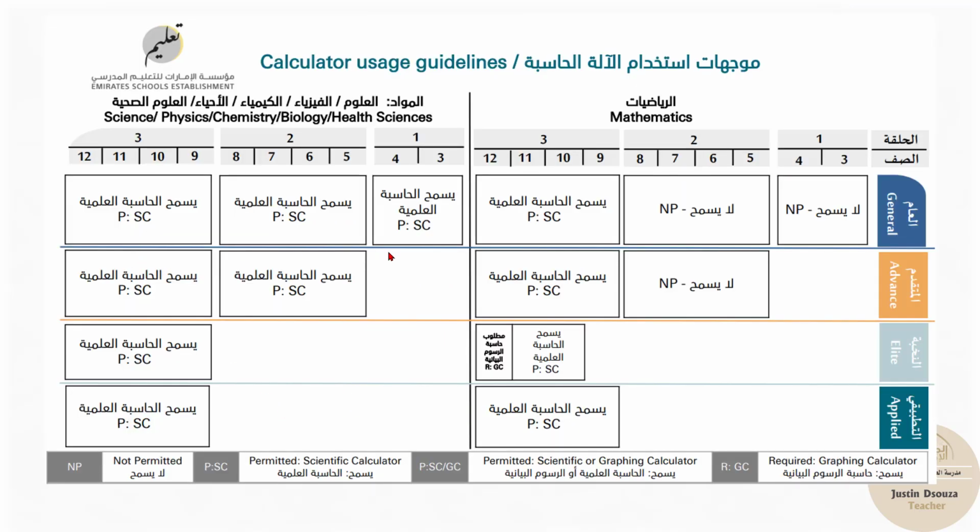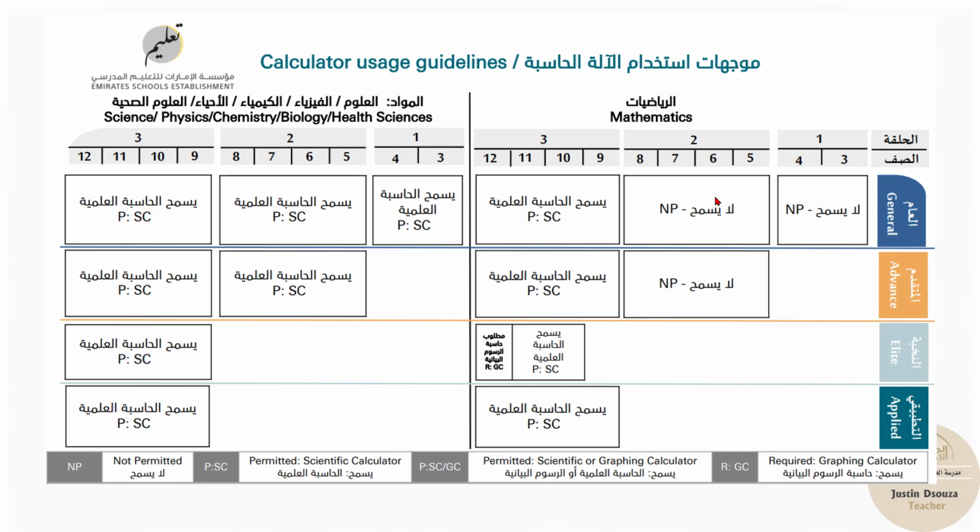Now, this is one of the documents released by the ESC itself. And for math, as you can see, the cycle 3 PSC, that means permitted scientific calculator. You can see over here, NP is not permitted. PSC means permitted is scientific calculator. If it's PGC, that's graphing calculator. And this is required. Now over here, you can see for math, cycle 3, that is 9, 10, 11, 12, the calculator is permitted.